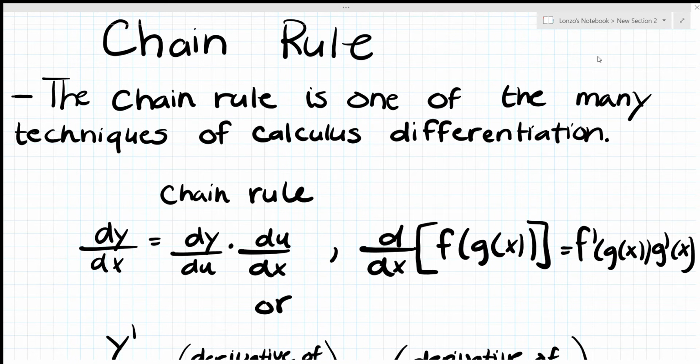I will take derivatives using the chain rule, and in order to do the chain rule you must know how to do the product rule, power rule, and the quotient rule. Okay, so let's do the chain rule. The chain rule is one of the many techniques of calculus differentiation.